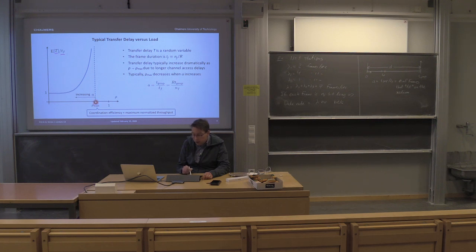what is this value here? That typically decreases as A increases. So if A, again, is T prop divided by TF, or R T prop divided by NF, if the medium becomes longer or there are more delays on the medium, then we push this boundary to the left. So the maximum capacity, the coordination efficiency or the maximum normalized throughput, decreases as A increases. We'll see an example of this shortly.